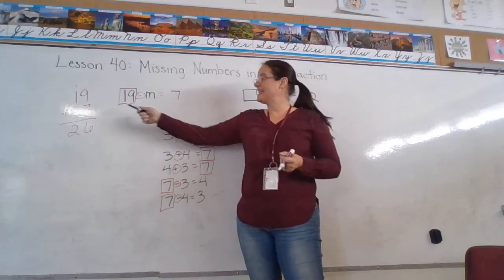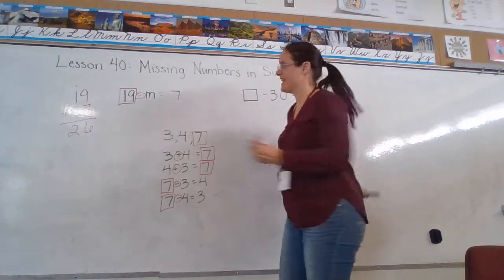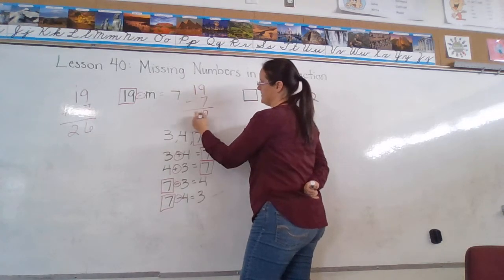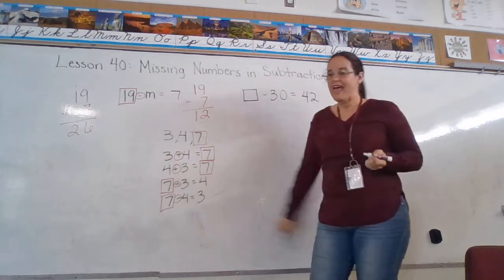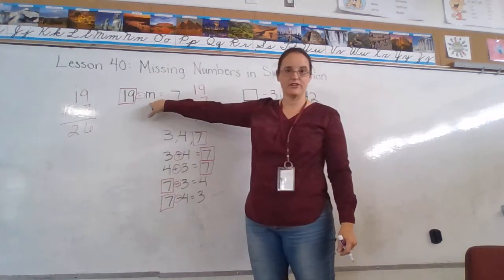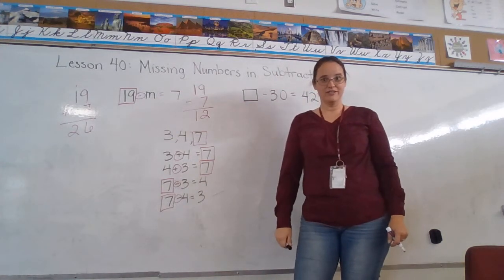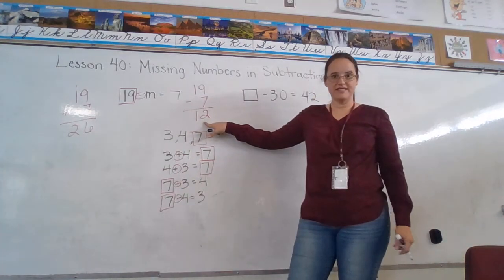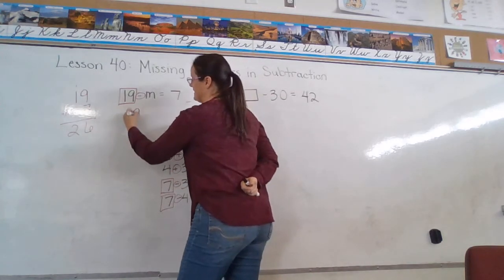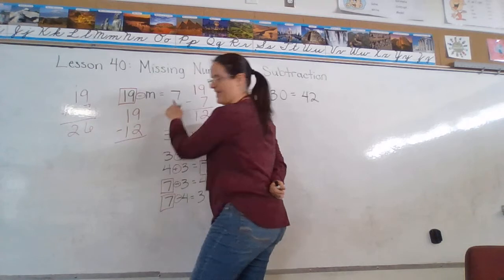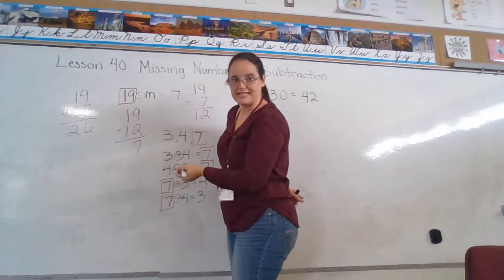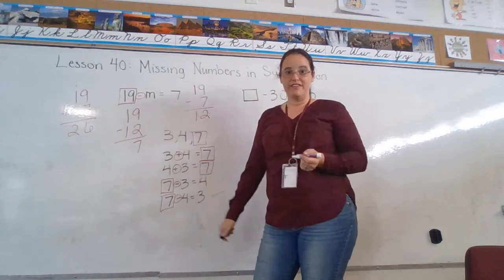So my other choice is I can take these 2 numbers and I can subtract them. So I can take 19 minus 7. 9 minus 7 is 2. 1 minus nothing is 1, so 12. And now 12 is smaller than 19. This is a possible answer. Can I check my answer? Absolutely. I think 12 is the answer. So instead of doing 19 minus m, I'm going to rewrite it as 19 minus 12, and I'll see if I get 7. 9 minus 2 is 7. 1 minus 1 is nothing. So look at that. 12 is the correct answer.